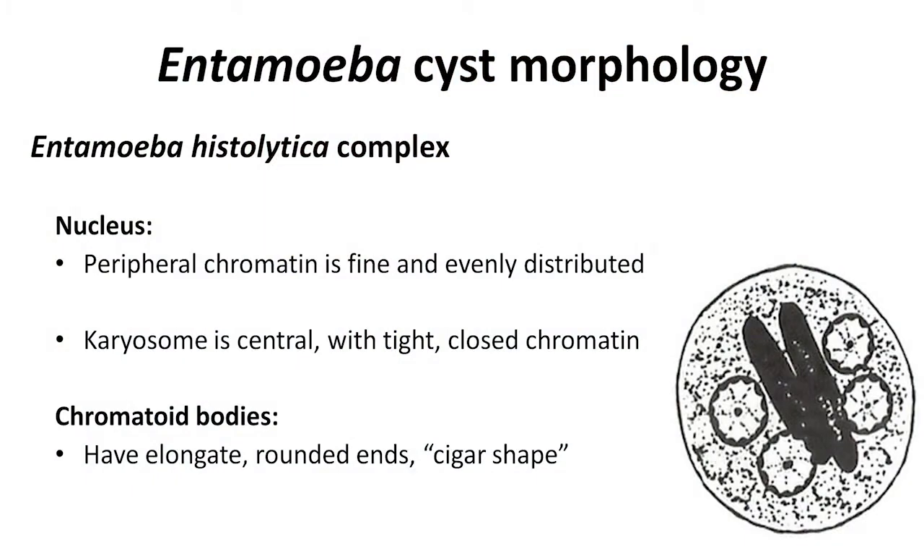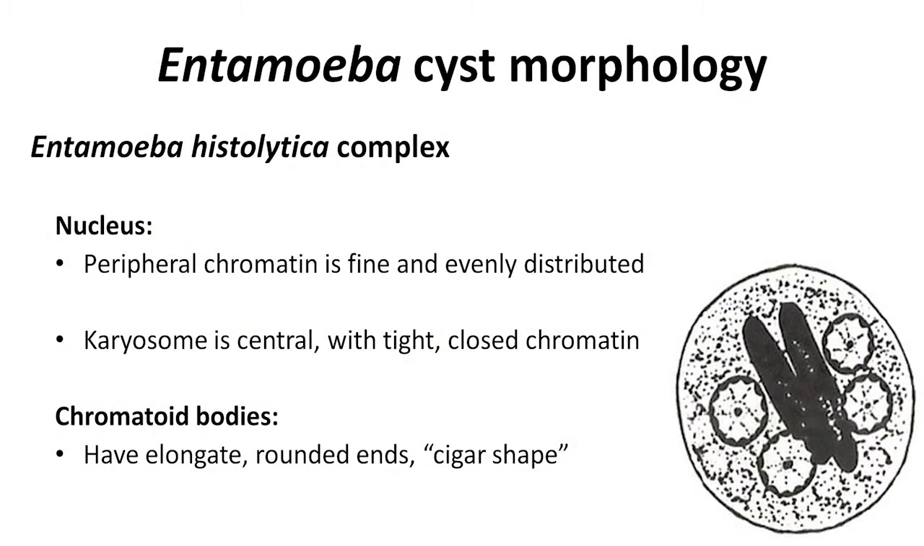Let's talk specifically about the Entamoeba histolytica complex and the morphology of its cysts. So, how do I know that what I have here in this picture is an Entamoeba histolytica complex and not an Entamoeba coli? The first thing is that the peripheral chromatin of the nuclei, so there's 4 nuclei, the peripheral chromatin of the nuclei is evenly dispersed around the edge of that nucleus.